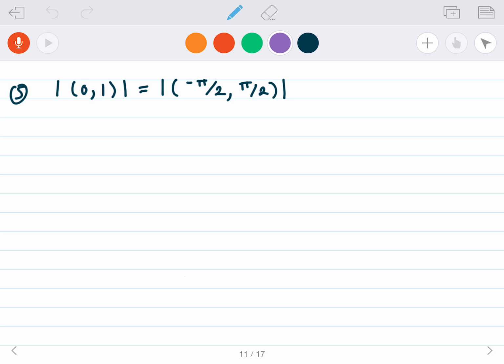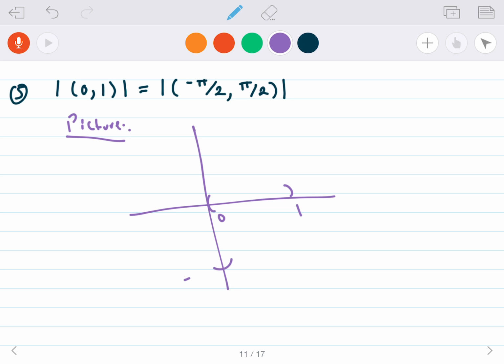Let's try this one. Okay, so pause the video, try it yourself, see if you can do it. I always like to draw a picture. So we're trying to show that one of these is the range, or let's start with one being the range, one being the domain. You don't have to pick it like this, but I'm going to pick (0, 1) as my domain, and I'm trying to map it into negative pi over 2 to pi over 2. I want to show that these intervals have the same cardinality through some bijection.